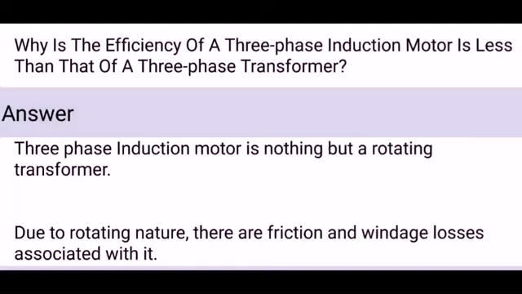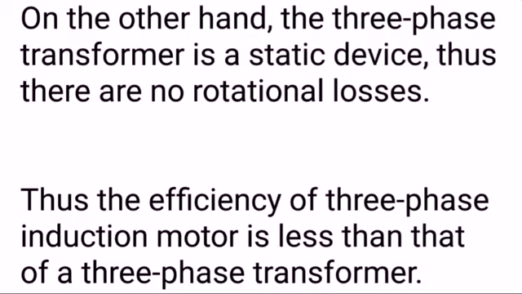Why is the efficiency of a three-phase induction motor less than that of a three-phase transformer? Three-phase induction motor is nothing but a rotating transformer. Due to rotating nature, there are friction and windage losses associated with it. On the other hand, the three-phase transformer is a static device, thus there are no rotational losses. Thus the efficiency of three-phase induction motor is less than that of three-phase transformer.